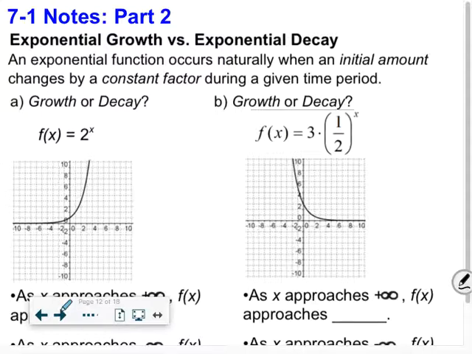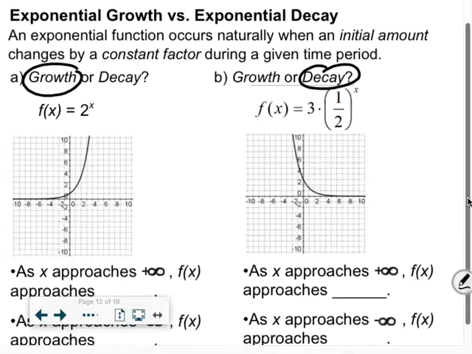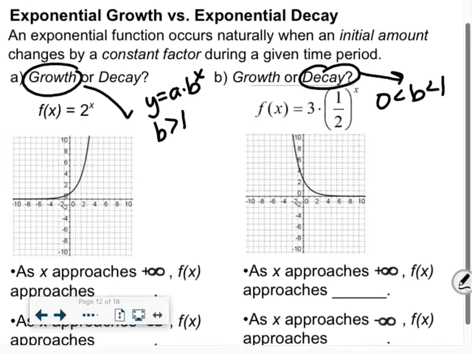All right, an exponential function occurs naturally when an initial amount changes by a constant factor during a given time period. So if you look at letter A, is this growth or decay? Look at the graph. It's growth, okay, because it's rising. How about B? Is this growth or decay? Decay. All right, so we wrote this down yesterday that growth happens in y equals a times b to the x if b is bigger than 1. Decay happens if b is between 0 and 1.